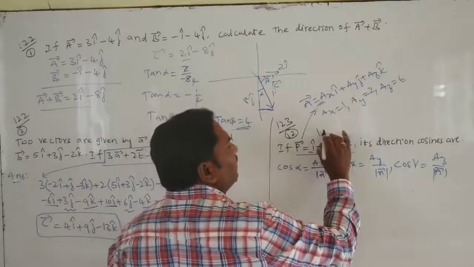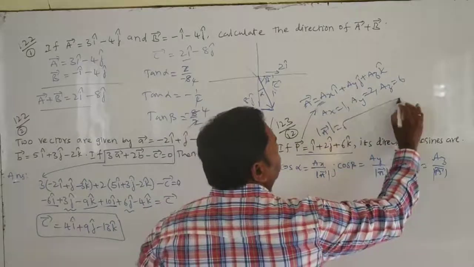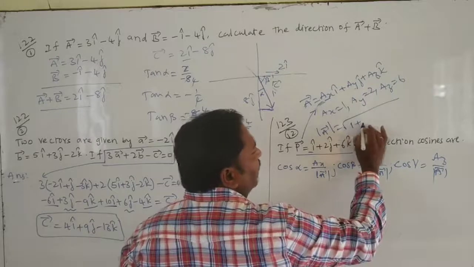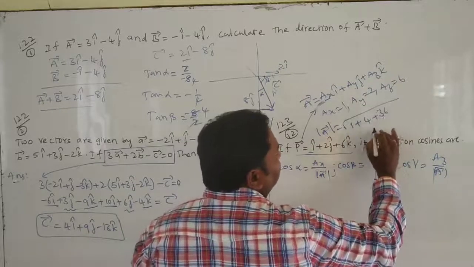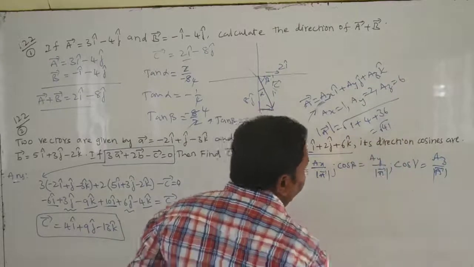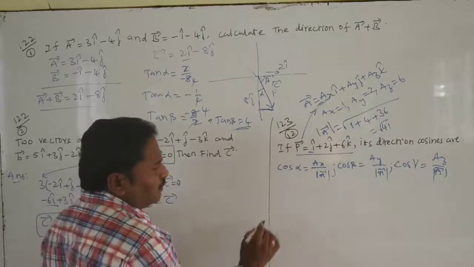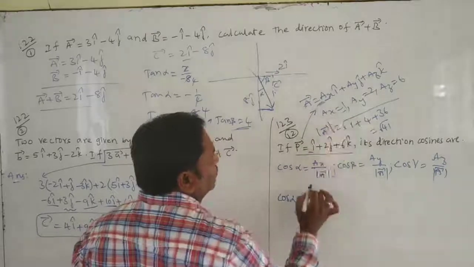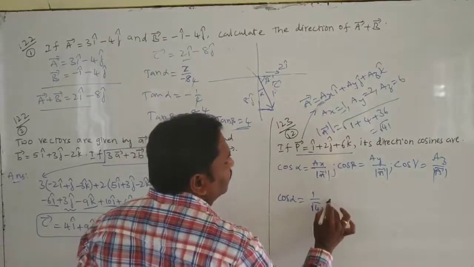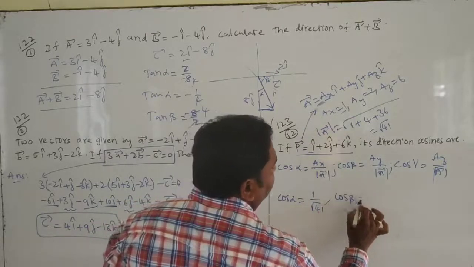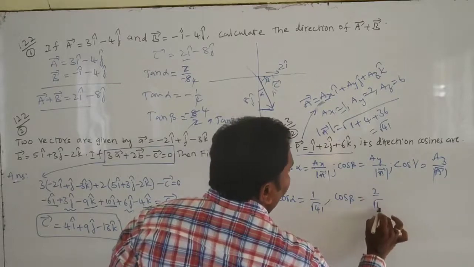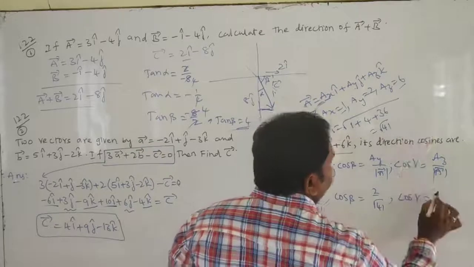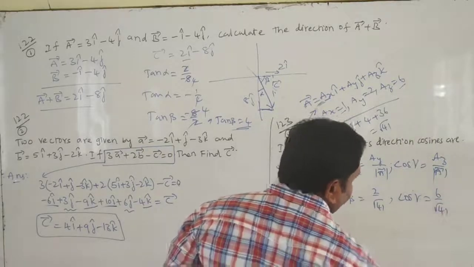Now what is its magnitude value? Root over ax square plus ay square plus az square. 1 plus 4 plus 36, it's root 41. Now we have to find cos alpha. Cos alpha equal to ax 1 by root 41. Cos beta, ay 2 by root 41. Cos gamma, az 6 by root 41.